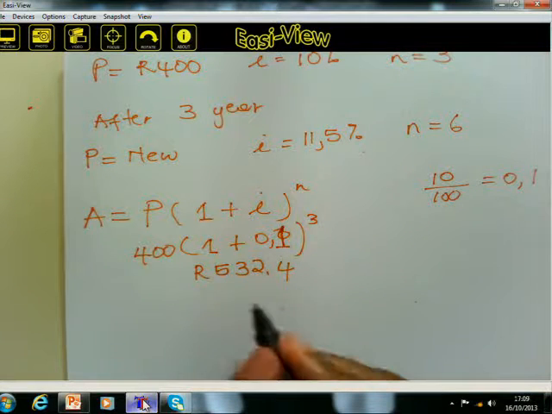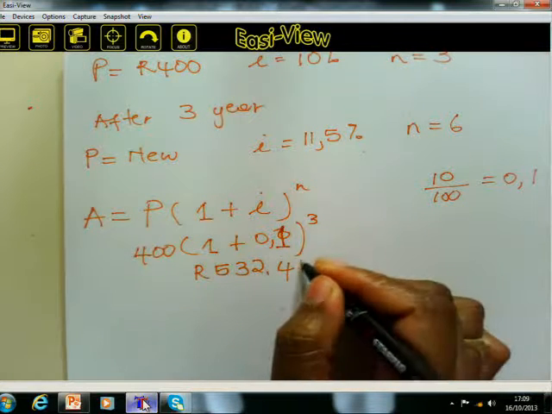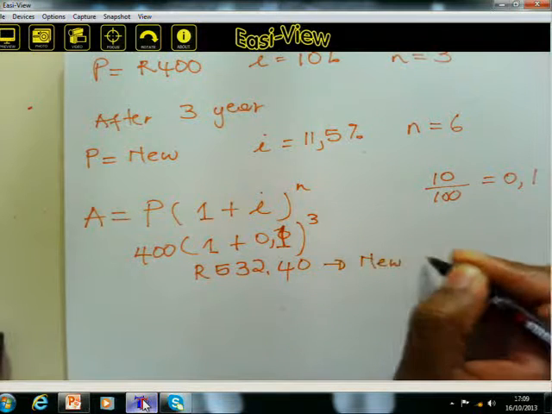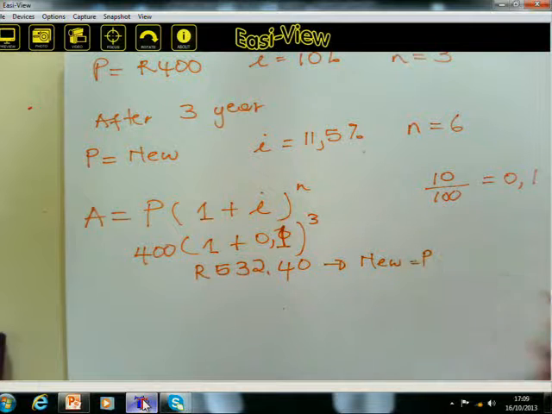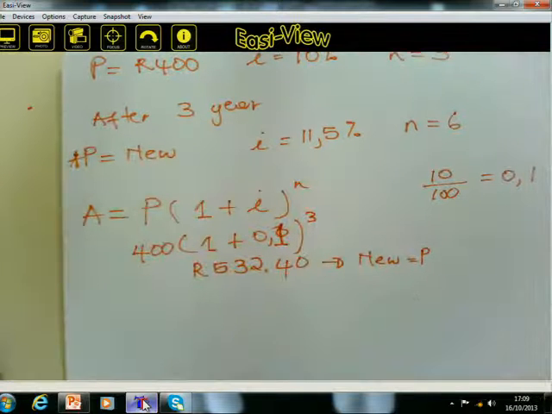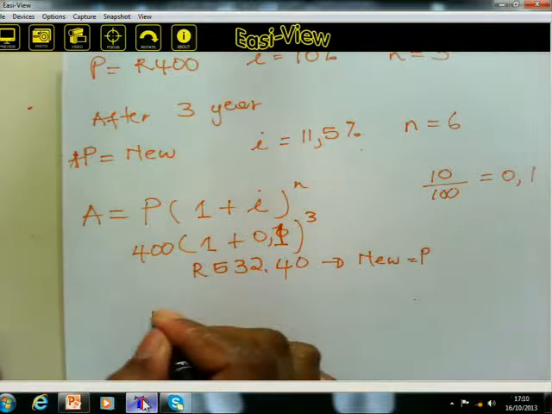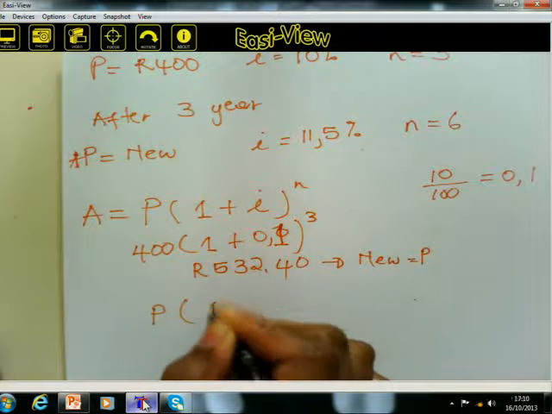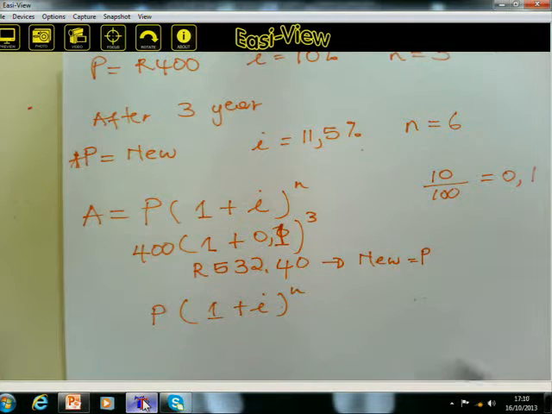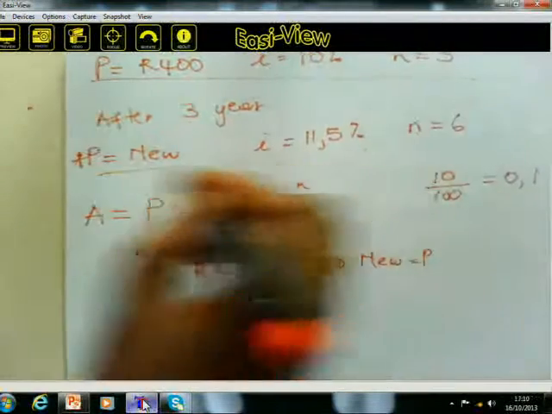So now remember, 532 rand 40 cents will be our new P, principal amount. So now we come to our second part of the question. P(1 + i)^n. So now remember, we are done with this part. Now we are doing this part.